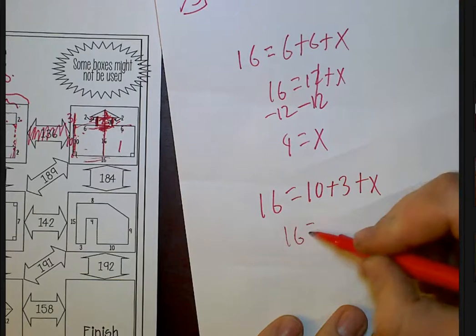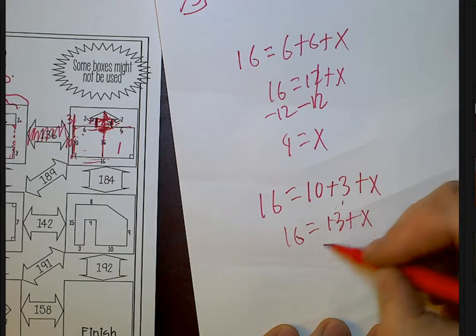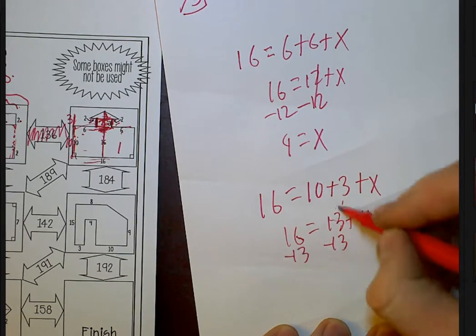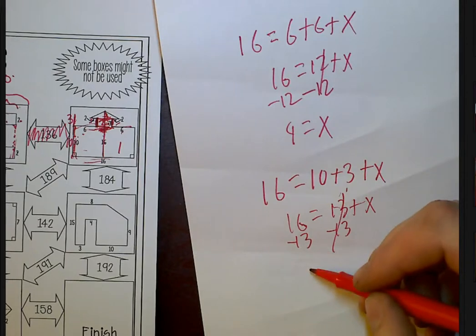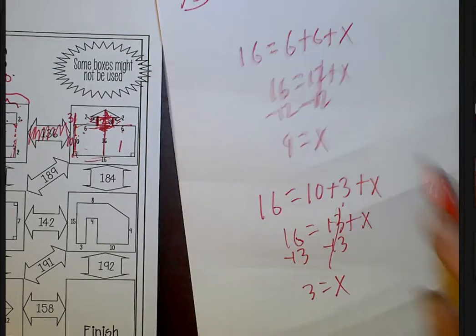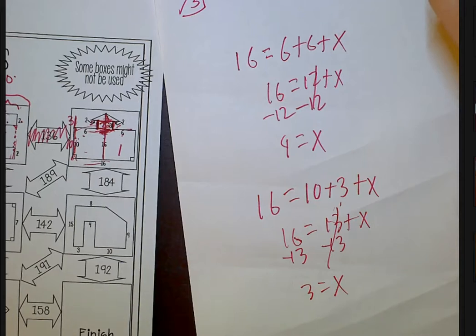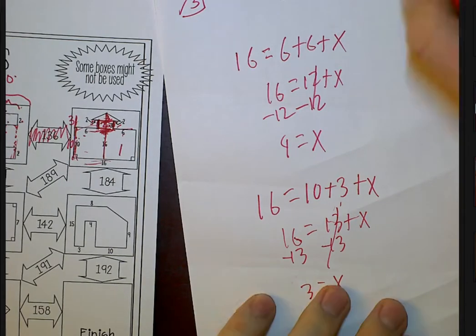So you got 16 equals, combine like terms right here, you get 13 plus x. And subtract 13 from both sides to get rid of that 13. 16 minus 13 is 3. So x equals 3, or 3 equals x, same thing. So 3 is our height for our little third small triangle. 7 times 3 is 21. And 21 divided by 2 would be 10.5.